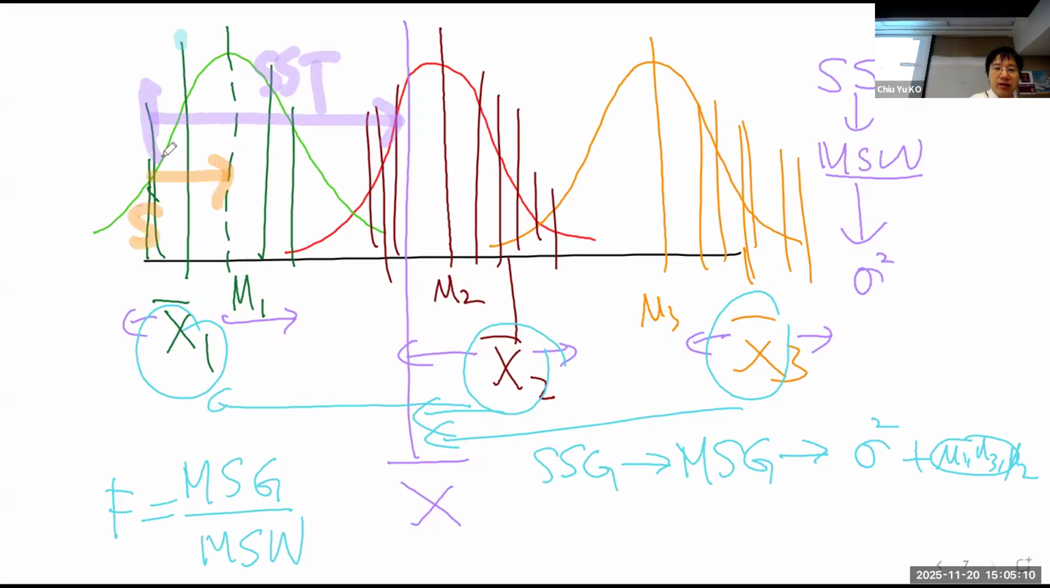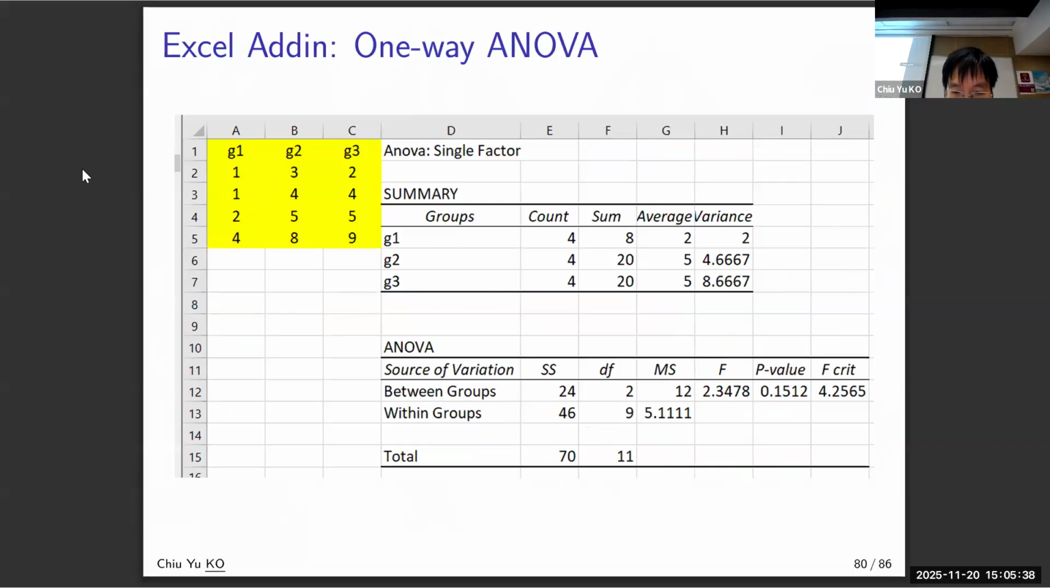You calculate this, and this will be SSW, okay? And this is SSG. So that's why they add up the same. The next thing we have already here, sorry, I somehow cleaned that up, but this is right: this is SSG, this is SSW, this is SST.